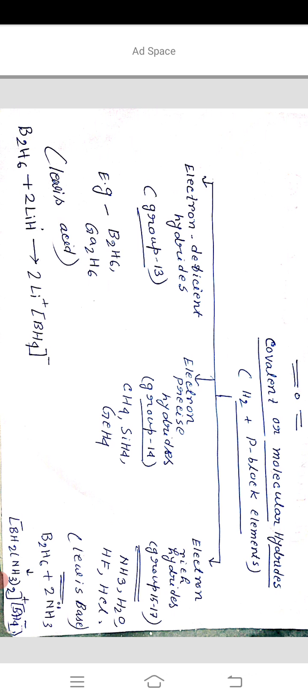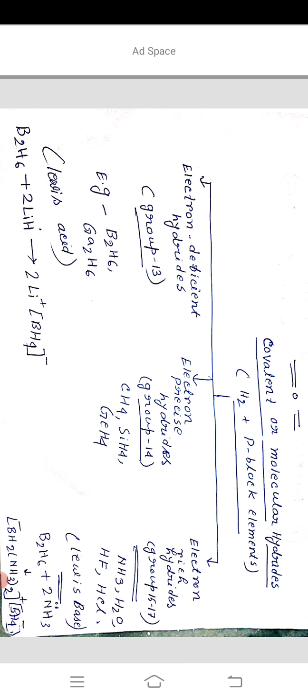The elements of group 13 form this type of hydrides, which gain stability through the formation of dimers.